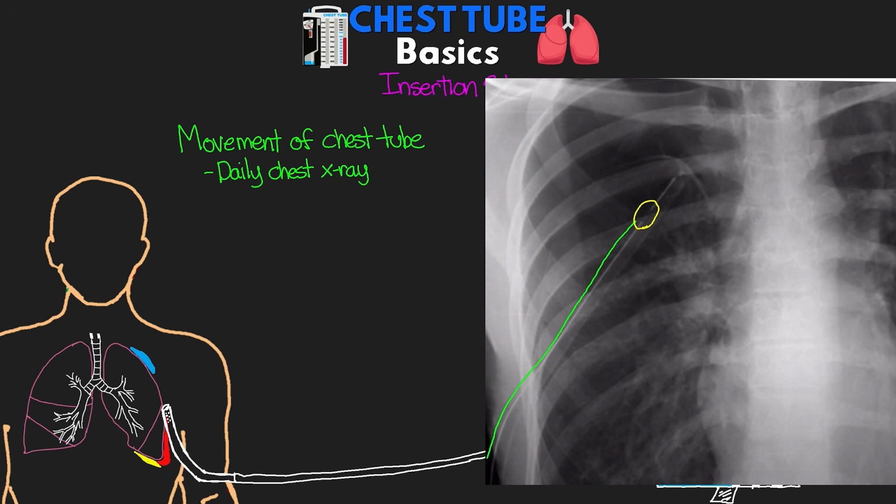So as long as that part is still within the chest wall, then we know that we're okay. If it moves out from there, then this is where we potentially create a path for air to communicate back into the pleural space, potentially leading to a pneumothorax, and obviously can cause problems.